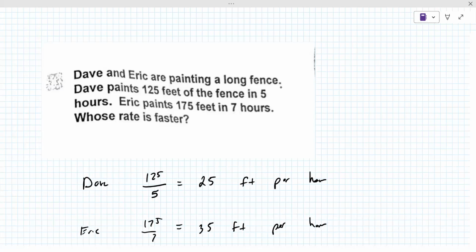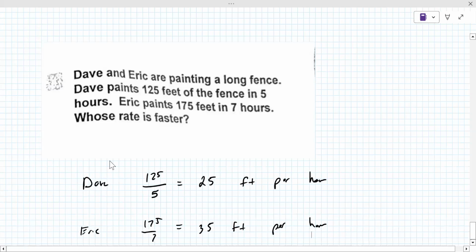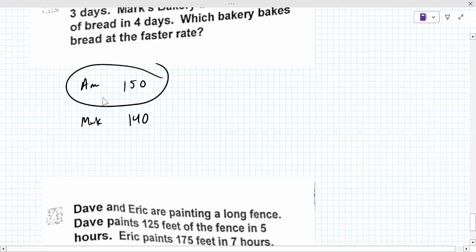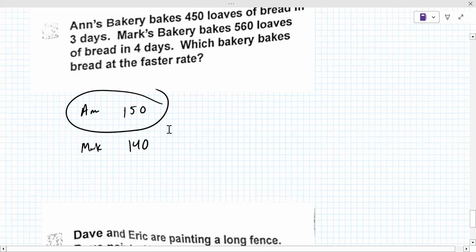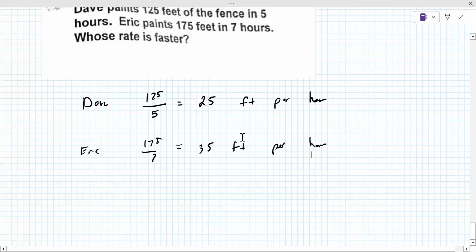So the units are super, super important. You can't just say Dave. You actually want to give Dave and give his rate, feet per hour. We didn't really do that in the last one, loaves per day, but you want to do it in terms of a rate there.